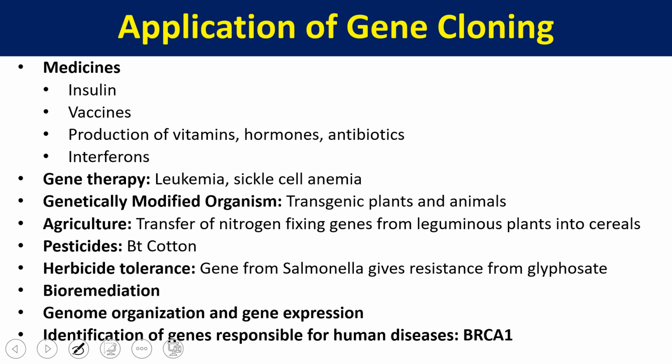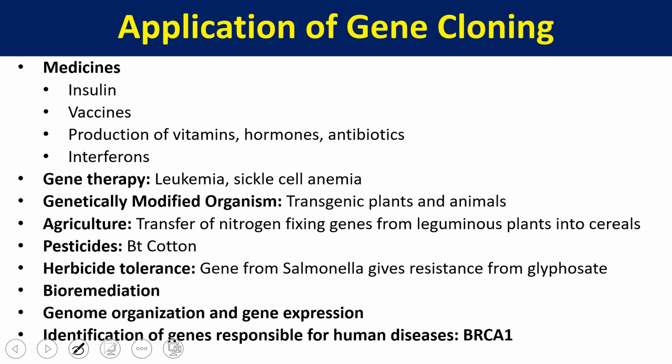Then we are going to produce genetically modified organisms. It will be transgenic animals as well as transgenic plants where gene cloning is utilized. Then in the agricultural fields, especially for transferring nitrogen fixation genes from the bacteria, from the leguminous plant, to different cereals, so that nitrogen will be easily absorbed into the plants and the plants will get the nitrogen, and that will help improve the quality and the growth of the farm.